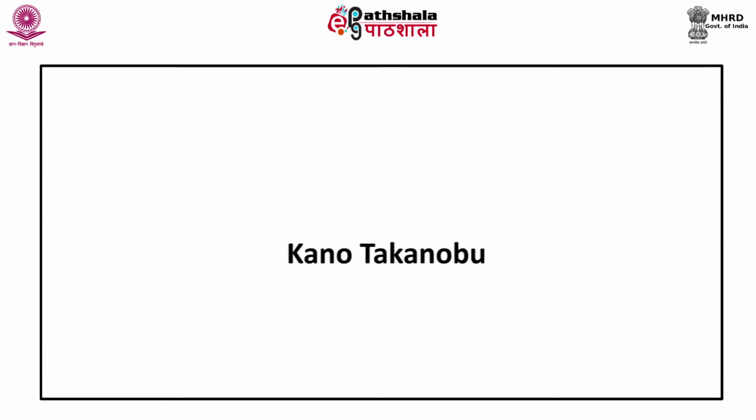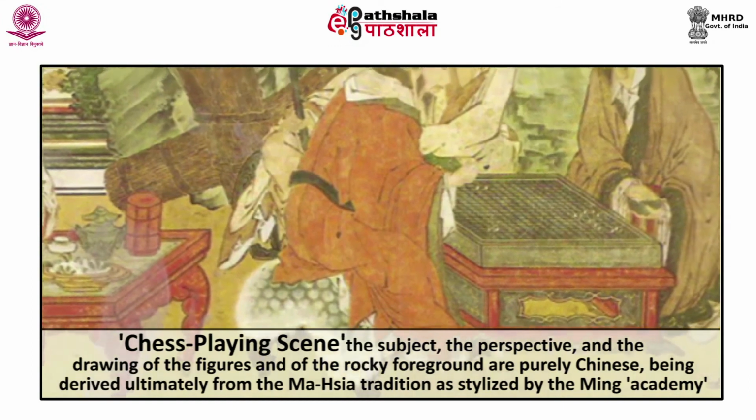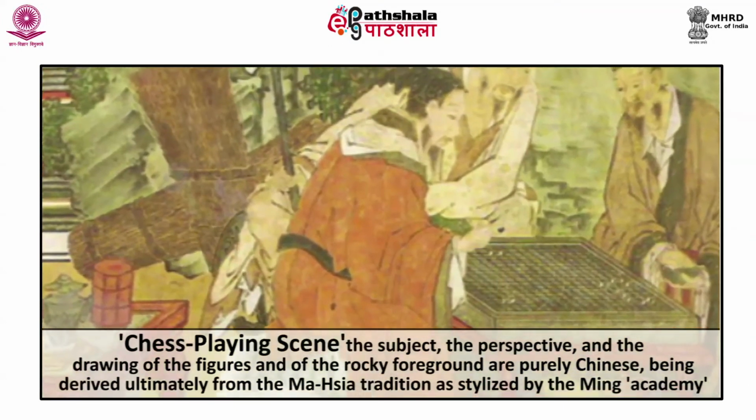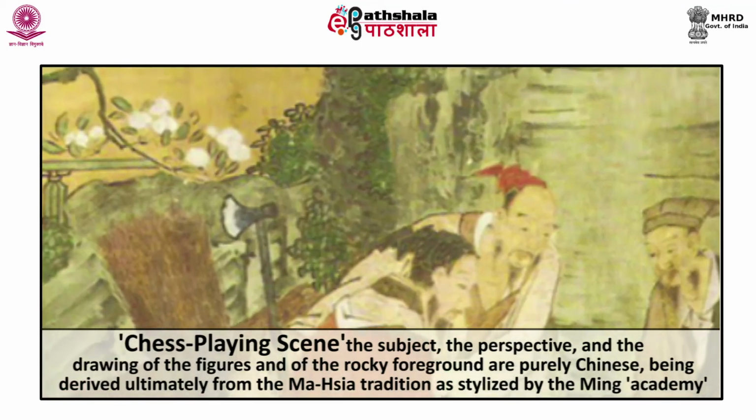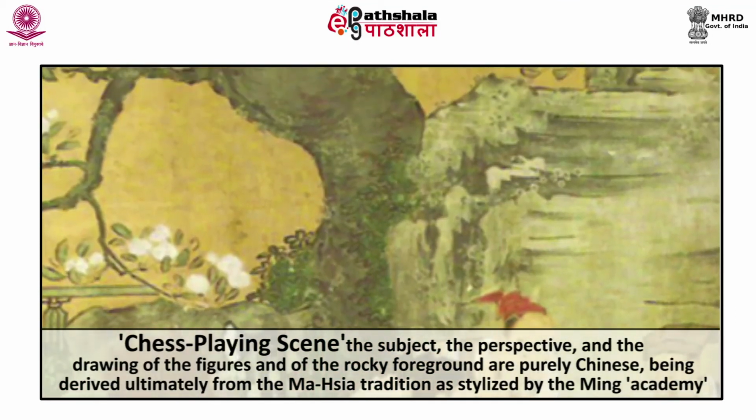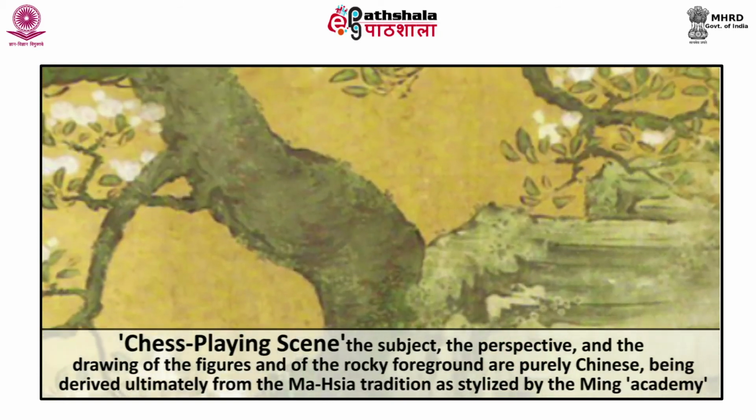Kano Takanobu. The strength of the Chinese inspiration in the early work of the Kano school is shown by a screen attributed to Itoku's son, Kano Takanobu, now in the Seattle Art Museum. Its theme is the four enjoyments of the Chinese gentleman: painting, chess, music, and calligraphy. In the chess playing scene, the subject, the perspective, and the drawing of the figures and of the rocky foreground are purely Chinese, being derived ultimately from the Ma-Xia tradition as stylized by the Ming Academy.